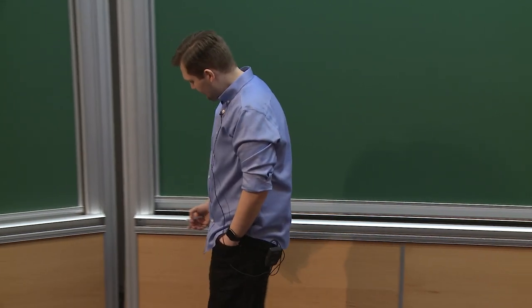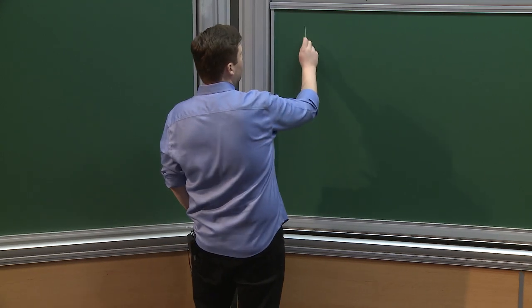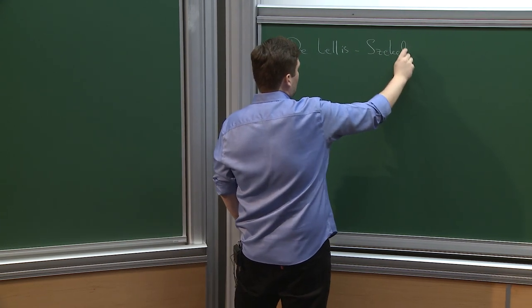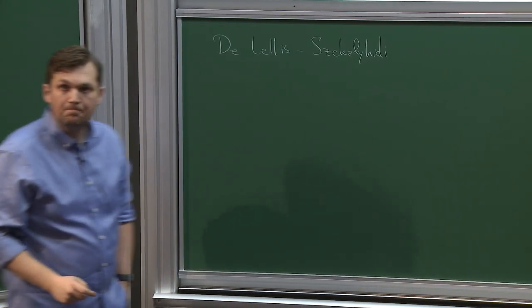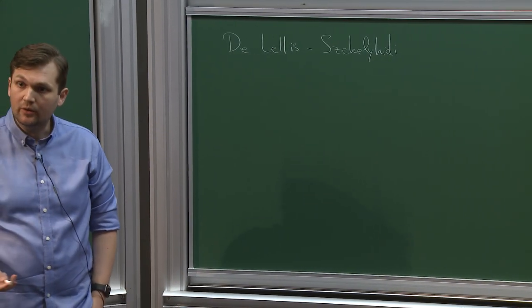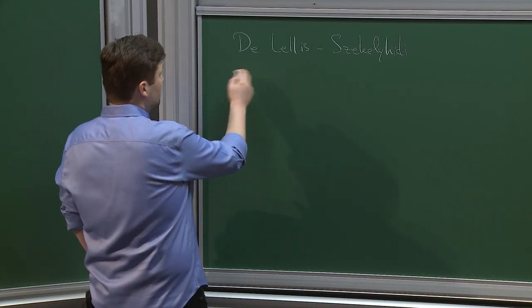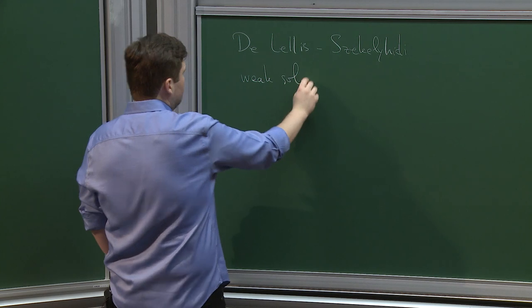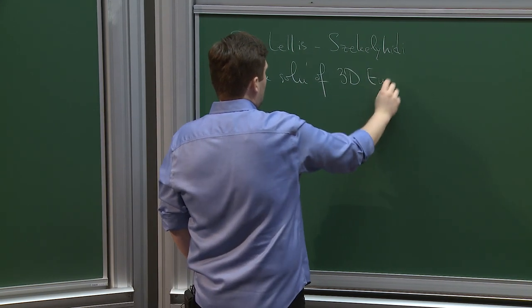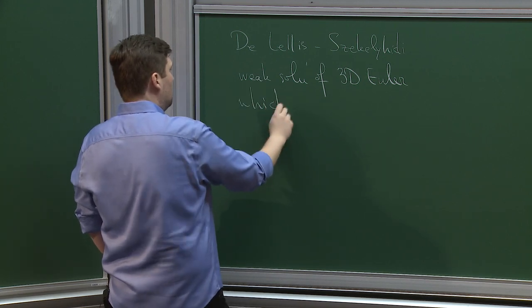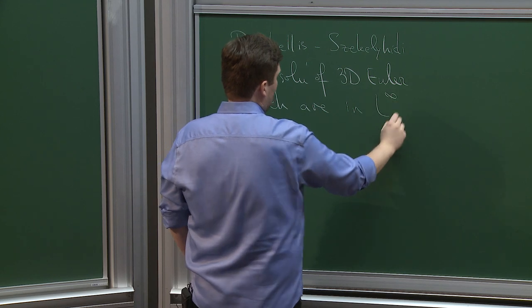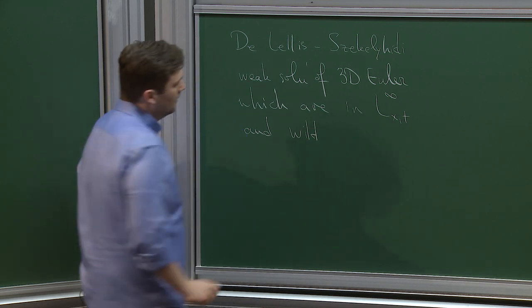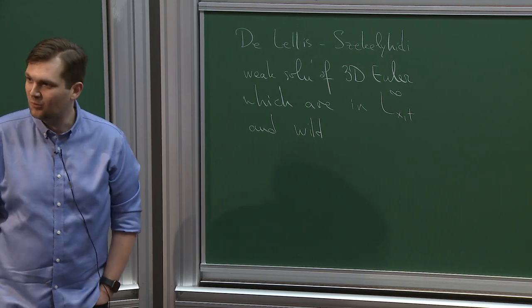Where I stopped last time, I mentioned that Camilo and Laszlo constructed bounded weak solutions of Euler, which can attain, in fact, any energy profile. So they constructed weak solutions of 3D Euler, which are bounded, and wild. And I will mention what this word wild refers to.